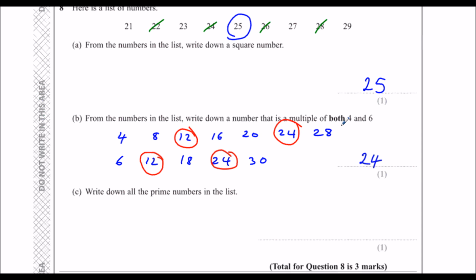The 3 times table includes 21 because it's 3 times 7, and 27 is 3 nines, and then we've got 23 and 29 left. Are they in any times tables apart from the ones and the selves? No, they're not. So they are prime numbers. So we're going to write down 23 and 29. Not to forget, 25 is 5 times 5, so that's not a prime number.